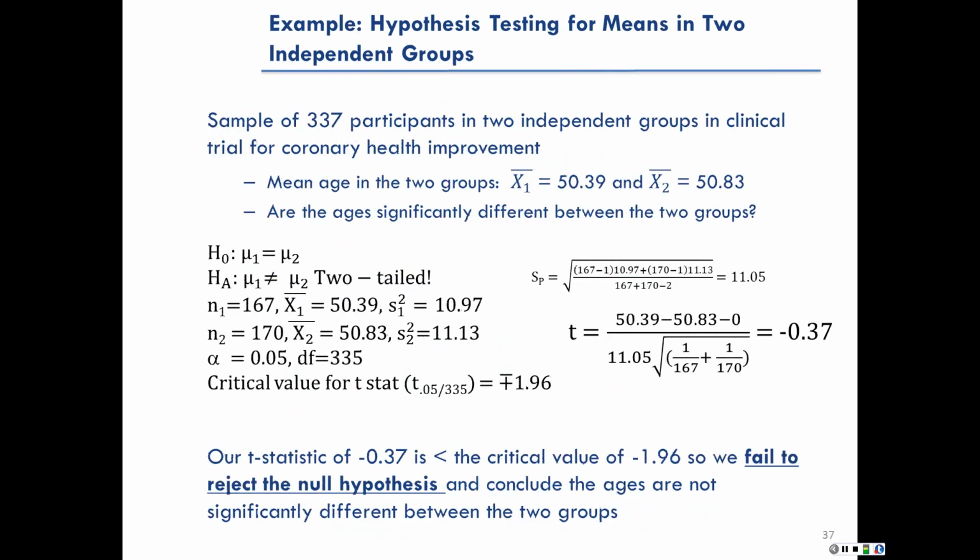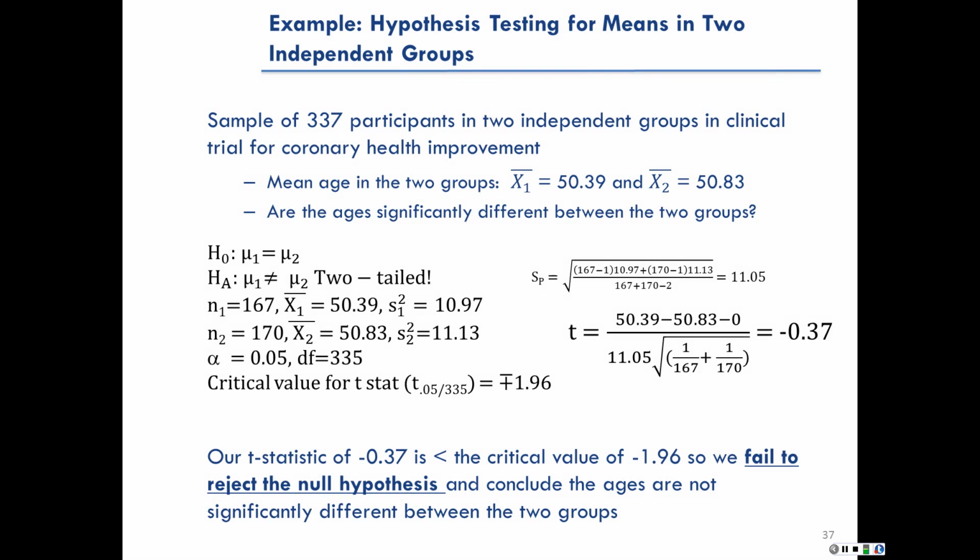Okay, so let's walk through an example here. Let's say we have a sample of 337 participants in two independent groups in a clinical trial for coronary health improvement. They were randomized into these two groups, the intervention and control group. And we want to know if the mean age distribution is different in the two groups. Normally you want the age to be the same if they've been randomized, but here we're going to test it. In group 1, the mean age is 50.39. In group 2, it's 50.83. And our question is simply, are the ages significantly different between the two groups?